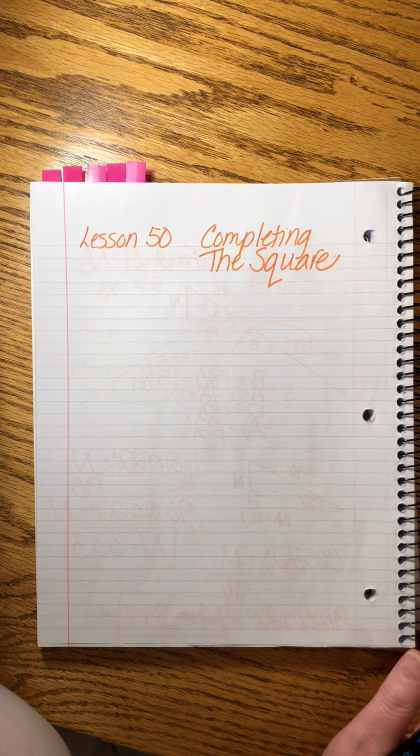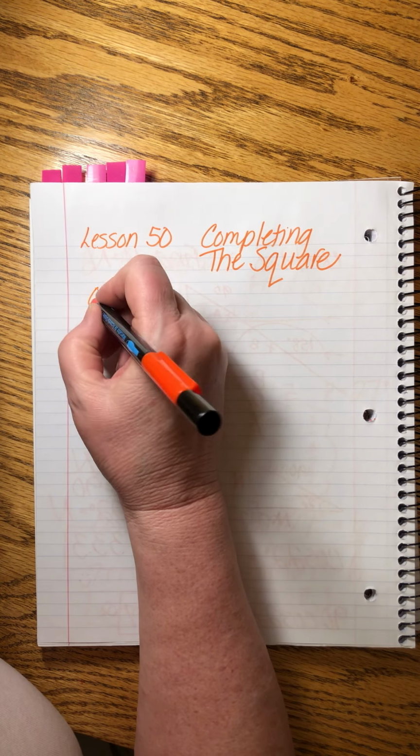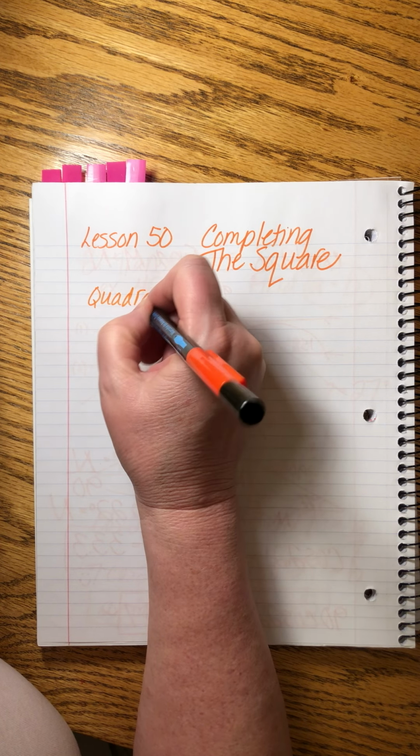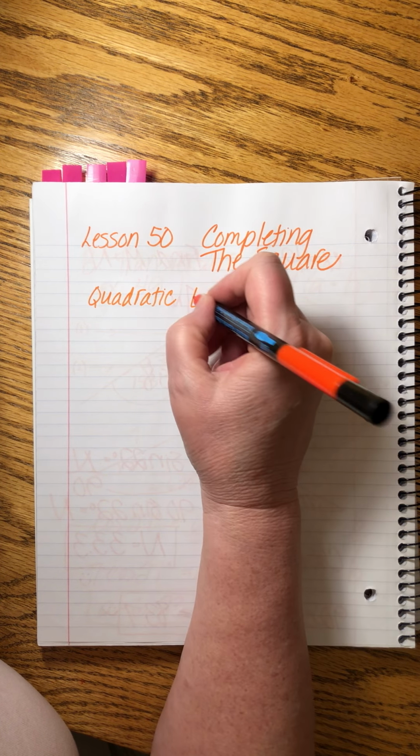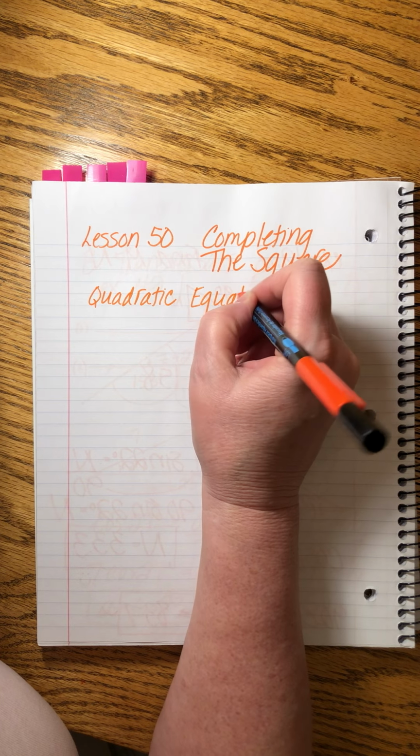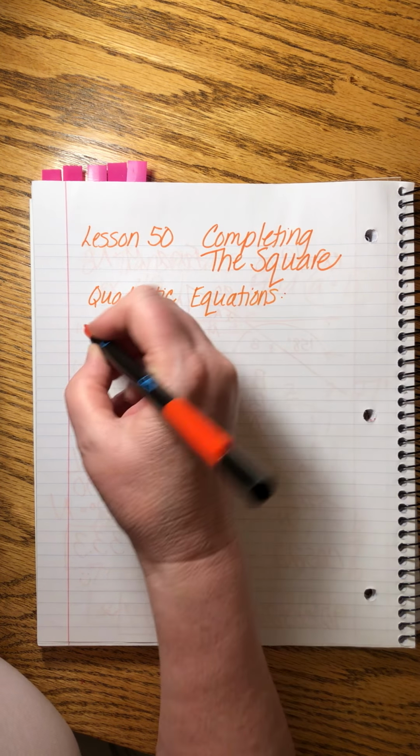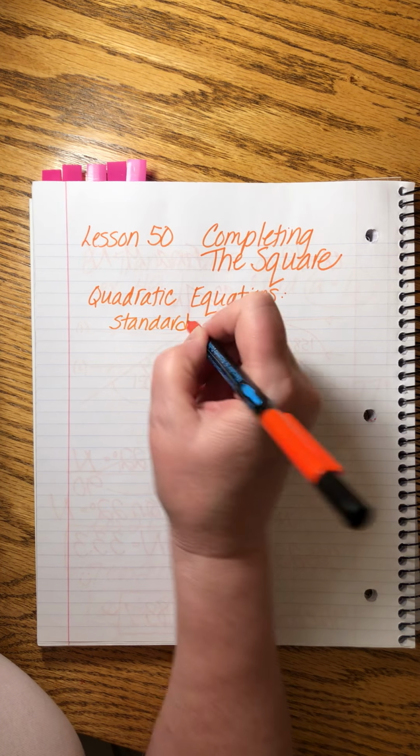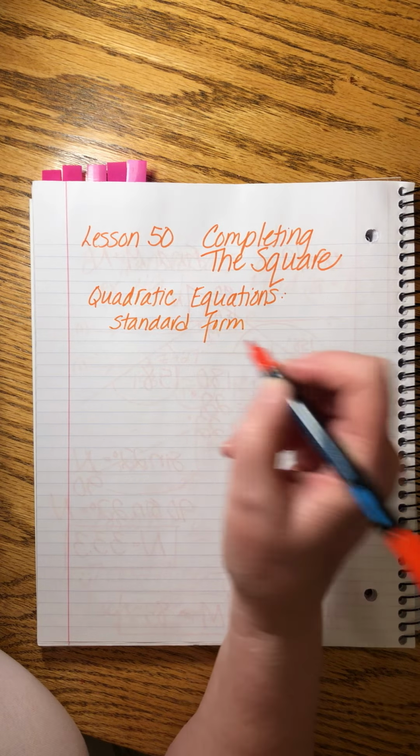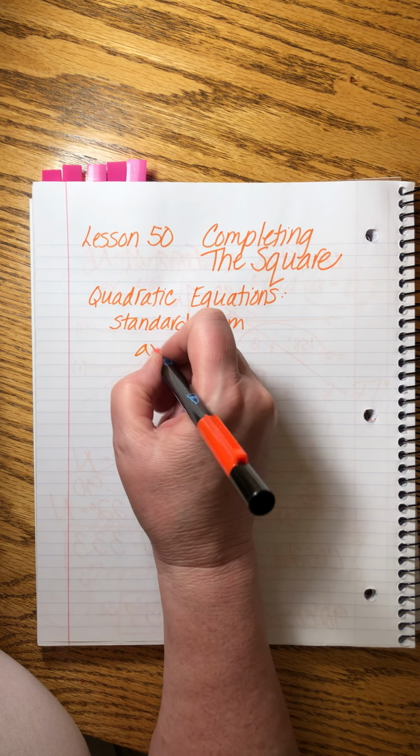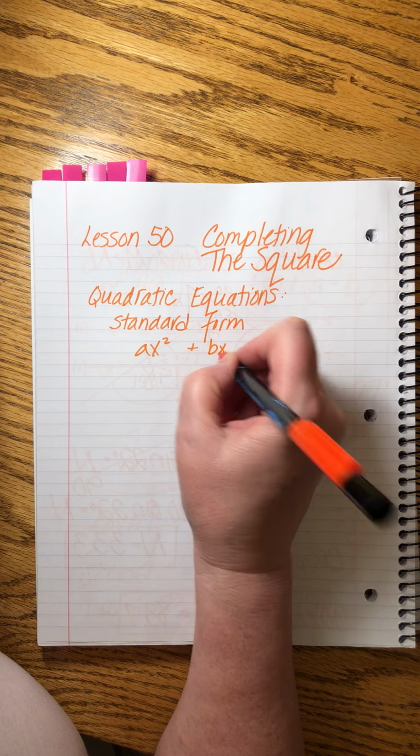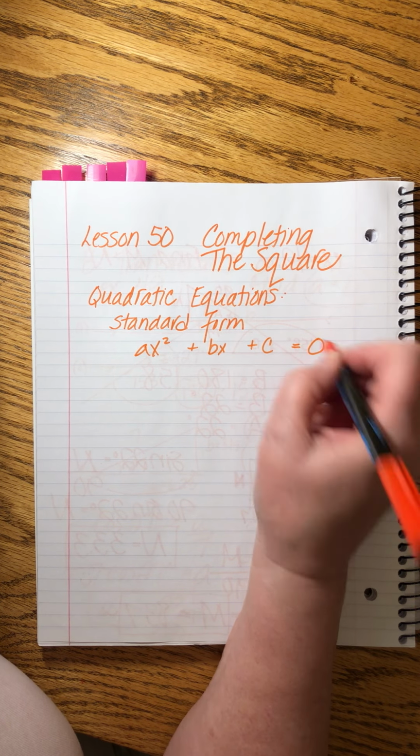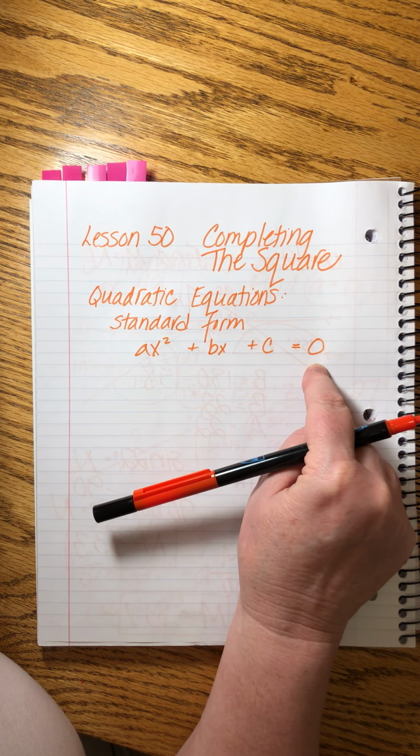Okay, completing the square is a technique, a process that we can use to solve quadratic equations. And I'll remind you of what quadratic equations look like. I'm going to show you the standard form. This is the boring part, but it actually makes sense after you do a little bit. Ax squared plus bx plus c equals 0. This is the standard form of a quadratic equation.